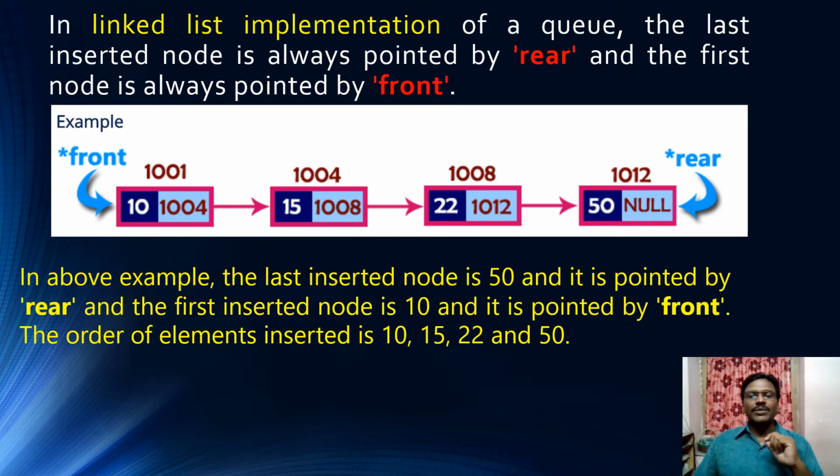In the above example, the last inserted node is 50. It is pointed to by the rear, and the first inserted node is 10 and it is pointed to by the front. The order of elements inserted is 10, 15, 22 and 50. The first inserted value is represented by the front, and the last inserted value is represented by the rear.